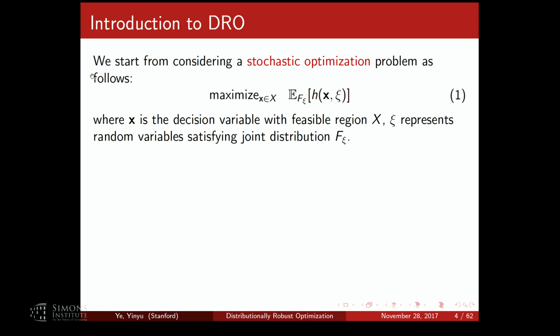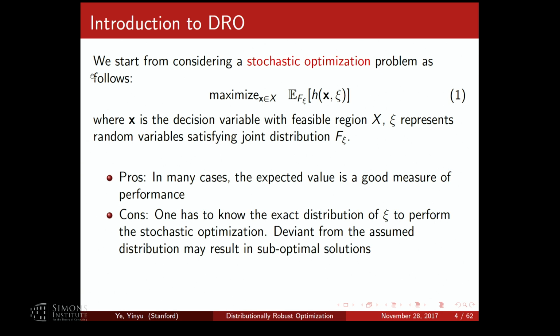We assume this decision variable comes from some kind of decision space, we call it capital X, and C represents some random variables with this distribution. This has been used for many years, and the expected value is a good measure of performance, but the con is that one has to know the exact distribution to perform this stochastic optimization. And if the underlying distribution is wrong, then you have garbage in, garbage out.